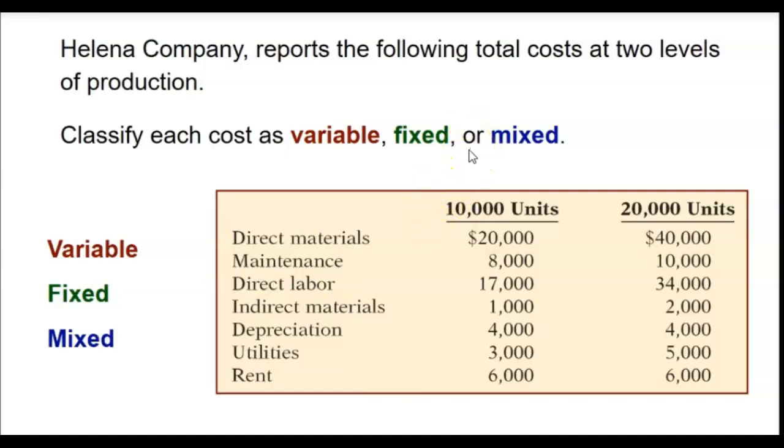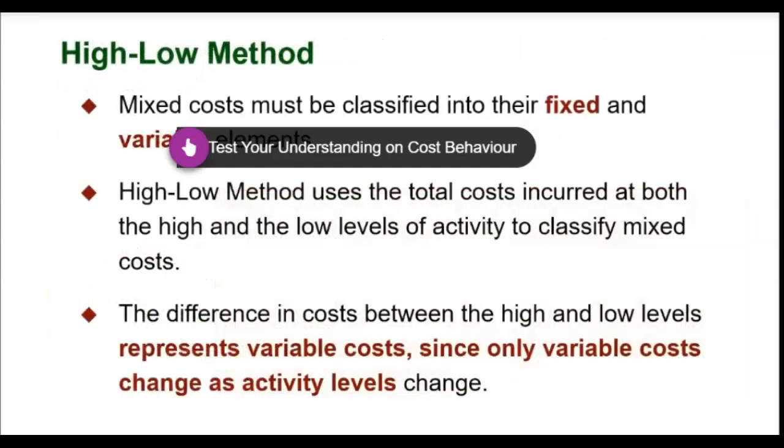So direct materials is 10,000 units, it's $20,000. But if I double production, the cost doubles, so it is a variable cost. Maintenance, it is 8,000 at 10,000. It changes, but it does not double, so it is a mixed cost. And a fixed cost remains the same. So you see in this case, maintenance and utilities are mixed costs, partly fixed and partly variable.